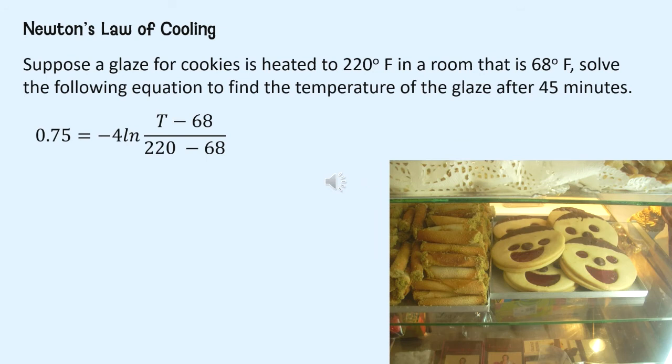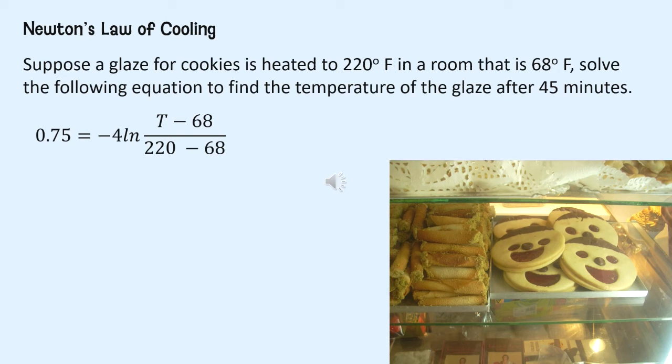Newton's law of cooling is another famous application of exponential and logarithmic functions that can be written in exponential form or in logarithmic form. Here we have an example written in logarithmic form. Suppose a glaze for cookies is heated to 220 degrees Fahrenheit and the room has a constant temperature of 68 degrees Fahrenheit. We want to solve the following equation for the current temperature of the glaze after 45 minutes.